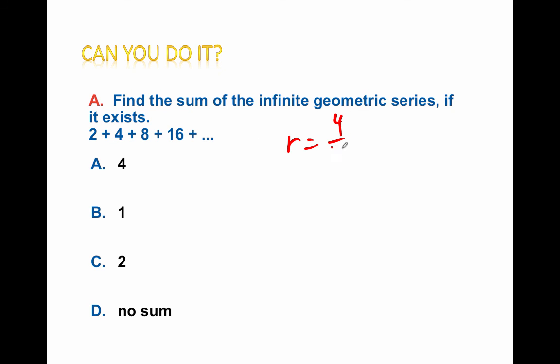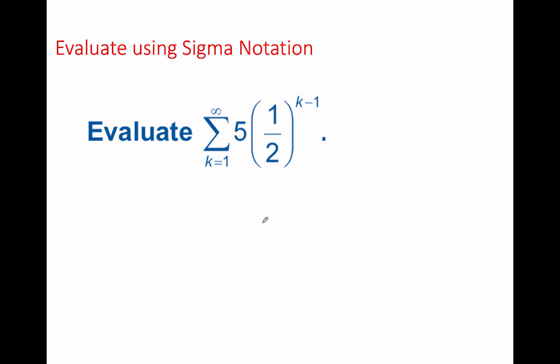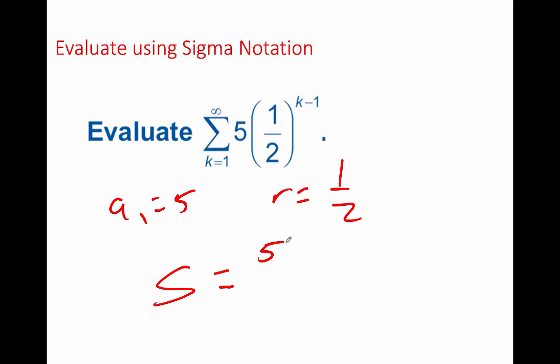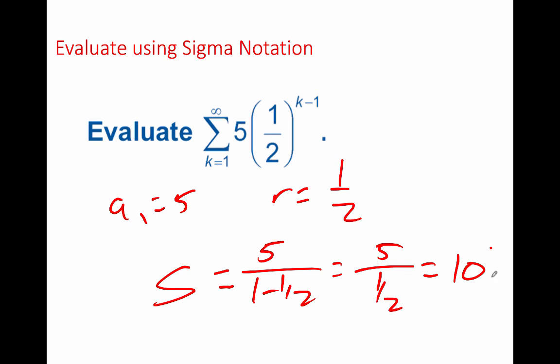R is equal to the second term divided by the first term, which is 2, so no sum. And, well, actually, this one, the first term is 5 and the common ratio is a half. Let's find it. This is actually the first one that we had. So the infinite sum is equal to the first term divided by 1 minus 1/2, which is 5 over a half. 5 divided by a half, flip the second and multiply, it's 10.